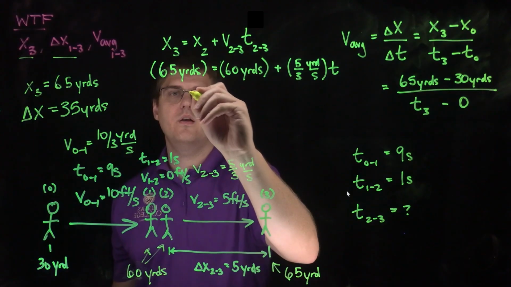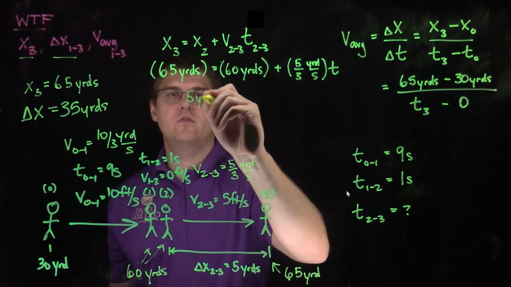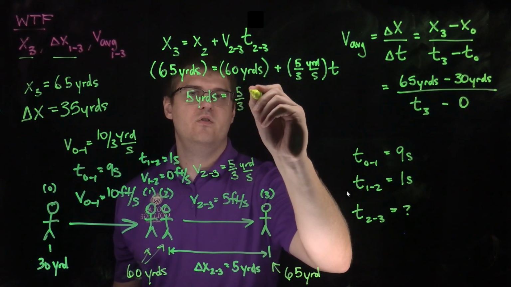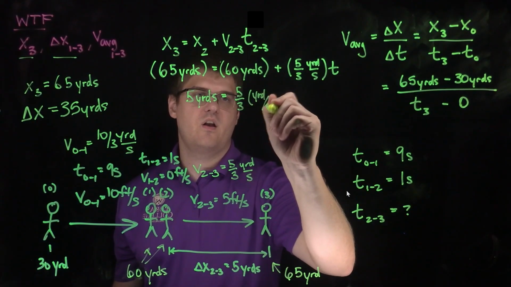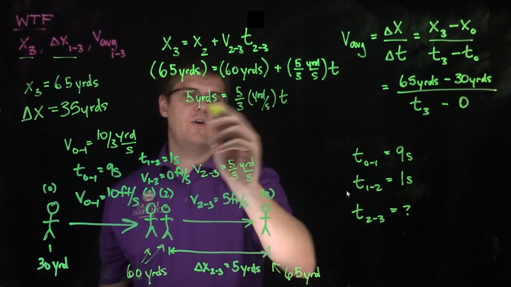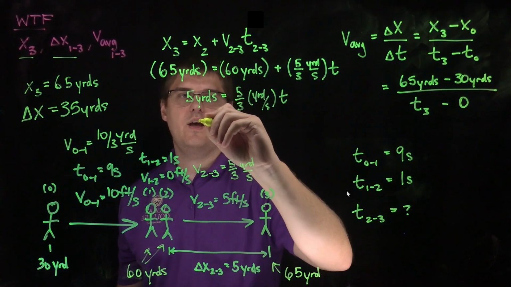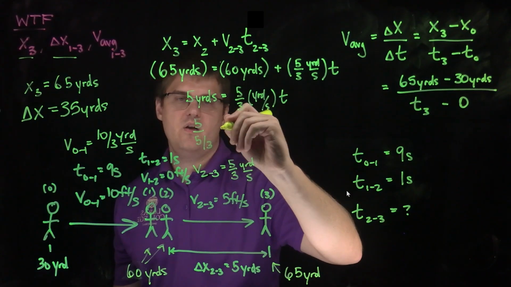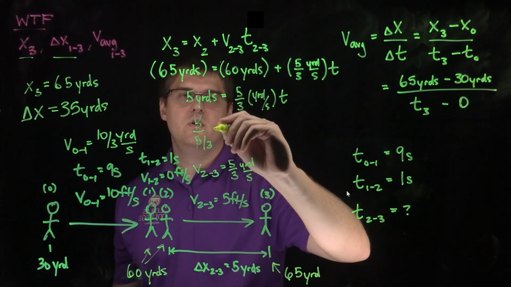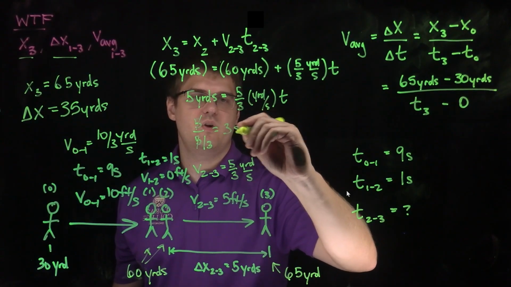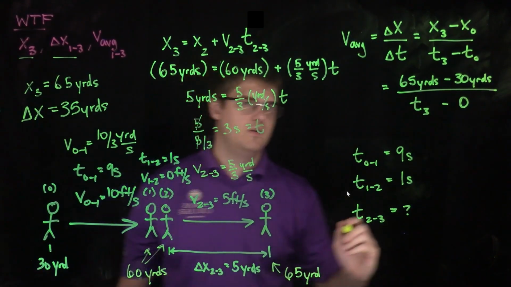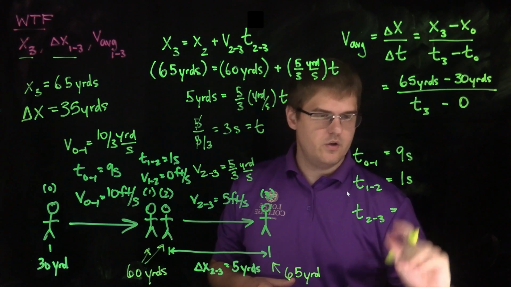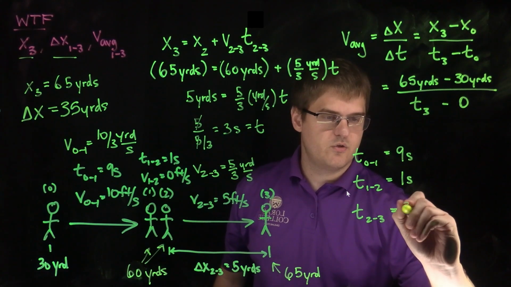Subtract the 60 across. I've got 5 yards is equal to 5/3 yard per second times time. Divide the 5 by 5/3, so that is 5 divided by 5 over 3. The 5s are going to cancel, and I get 3 seconds is going to be my time. So time 2 to 3, have to use the cloth, is going to be 3 seconds.